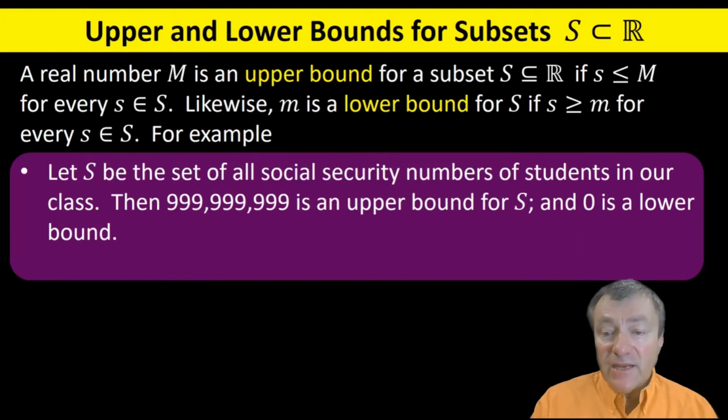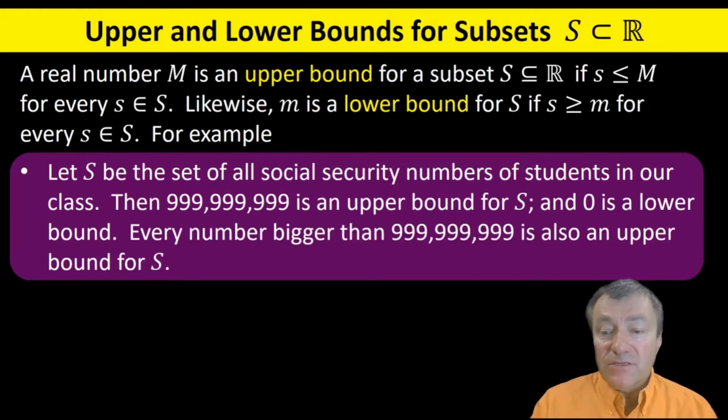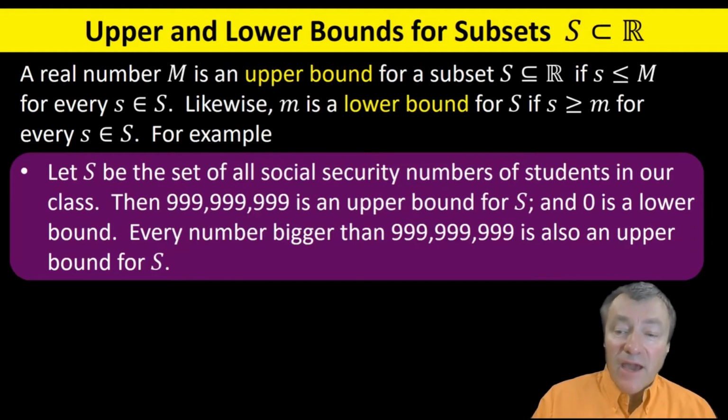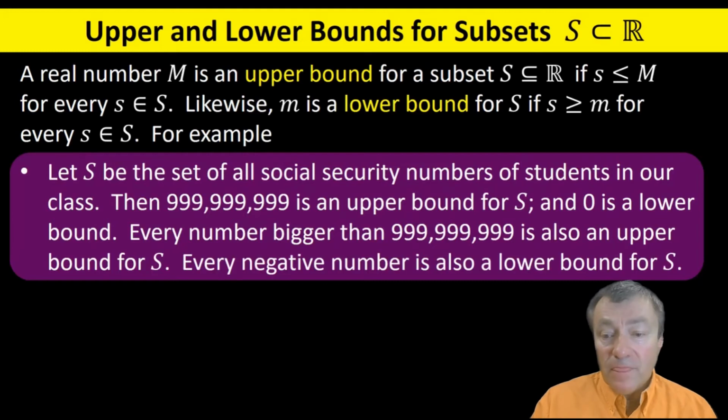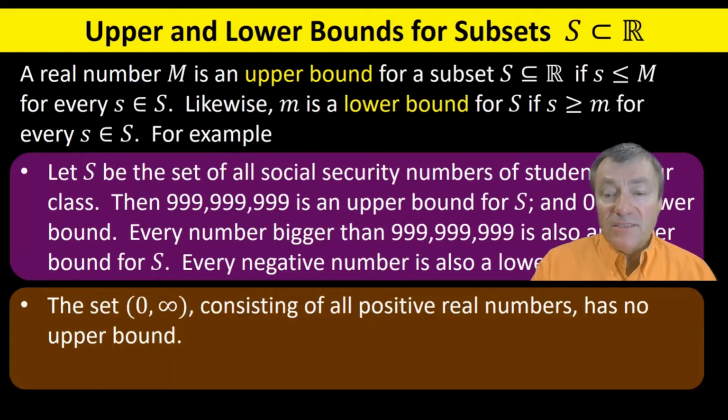For example, let S be the set of social security numbers of students in our class. Then 999,999,999 is an upper bound for that set, and 0 is a lower bound. Of course, we might be able to do better than that, but we could certainly do worse. Every number bigger than 999,999,999 is also an upper bound, and every negative number is also a lower bound for the set S.